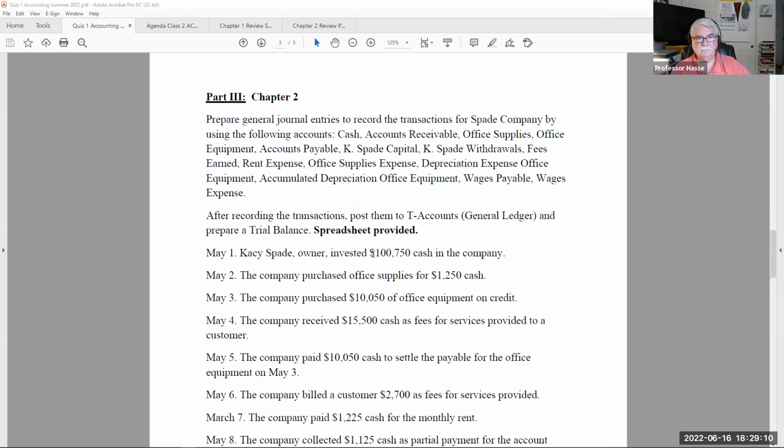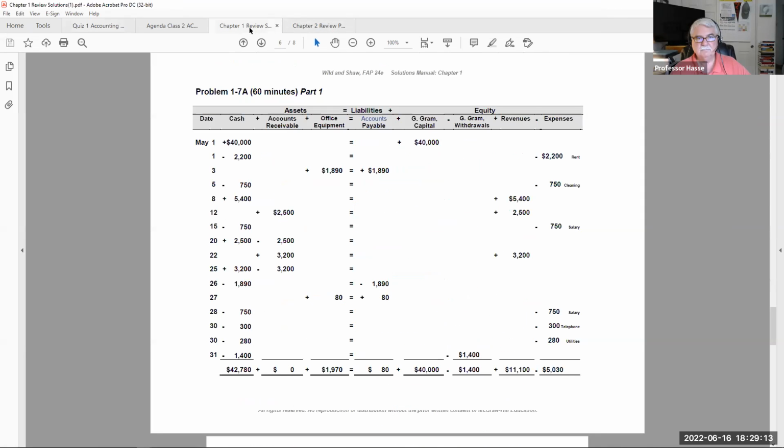Now let's take a look at a problem that kind of talks about this. We talked about this in our opening video. This is problem 17A, where it lists on the top the accounting equation. Assets equals liabilities plus equity. We talked about that last week. And then it lists all the accounts: cash, receivable, equipment, payable, capital, withdrawals, revenues, and expenses.